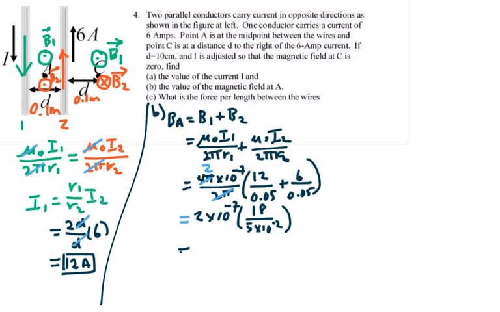And then this is equal to 36 divided by 5, which would be 7.2 times 10 to the minus 5 Tesla. And it would be out of the page towards you.